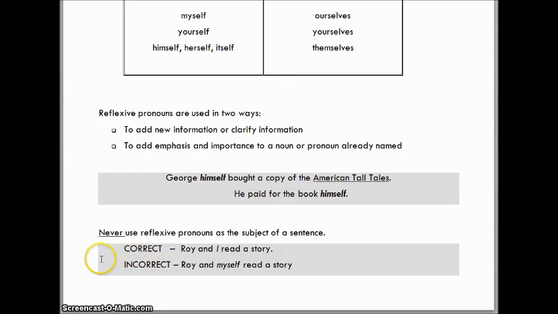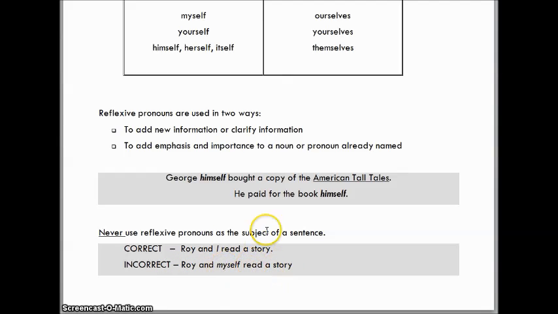Okay? We never use reflexive pronouns as the subject. So you would never say Roy and myself. You would say, Roy and I read a story. You would not say Roy and myself read a story.